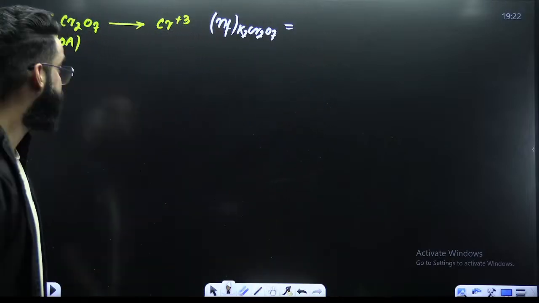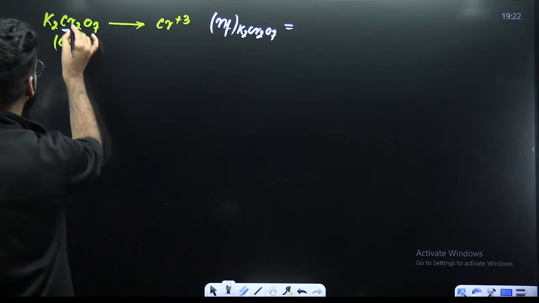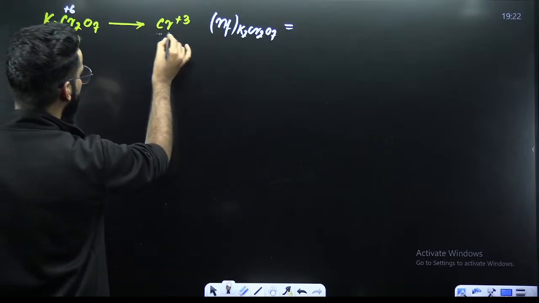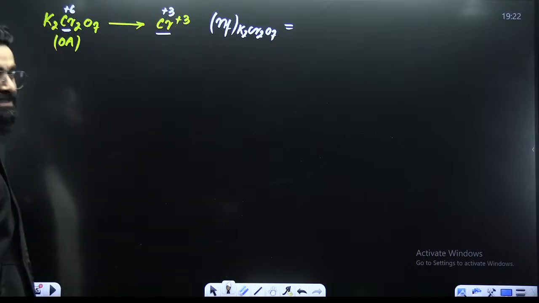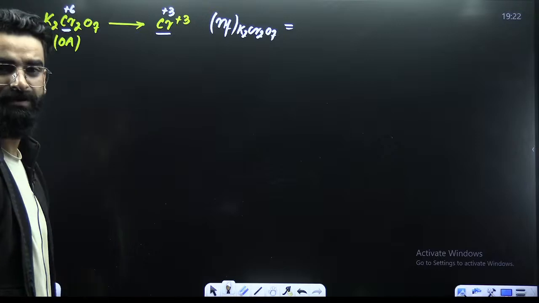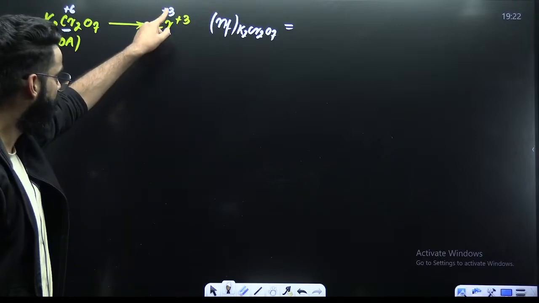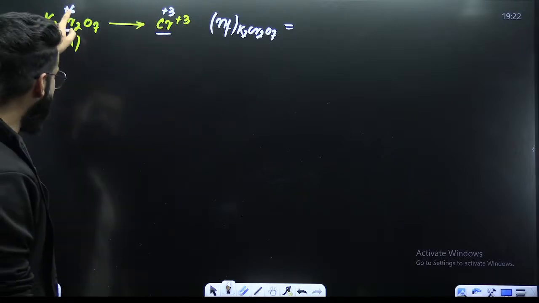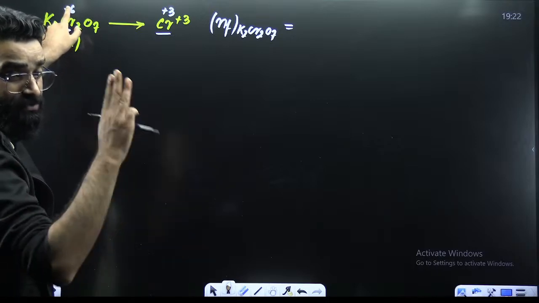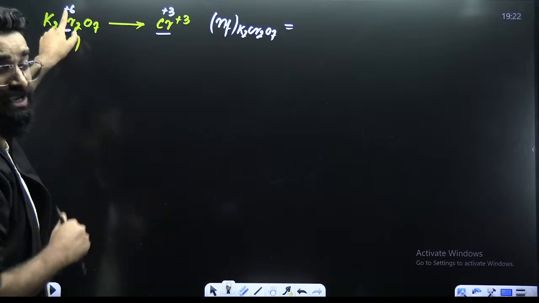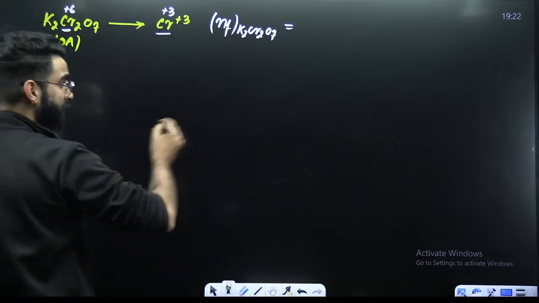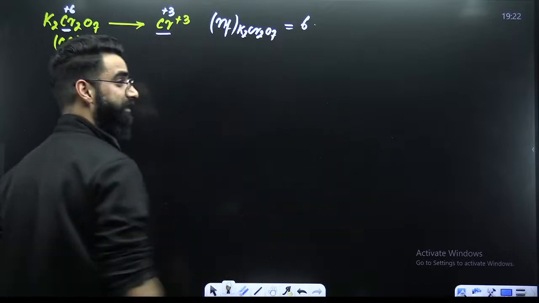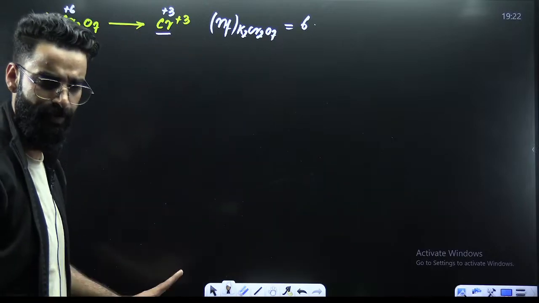See, guys, the oxidation state of chromium here is plus 6, and finally it is plus 3. Plus 6 to plus 3. What is the change in oxidation state? It is final oxidation state minus the initial oxidation state. The value comes out to be 3. So 3 is the change in oxidation state for one chromium atom, and over here I have 2. So 3 times 2 comes out to be 6. So its N factor here is 6. As simple as that.